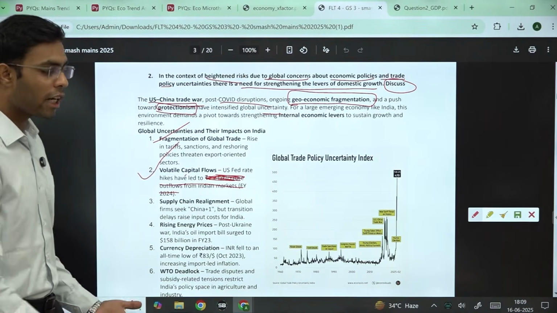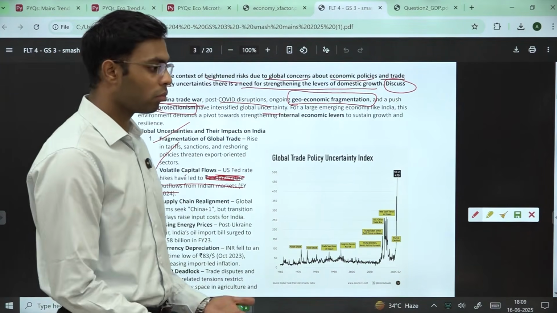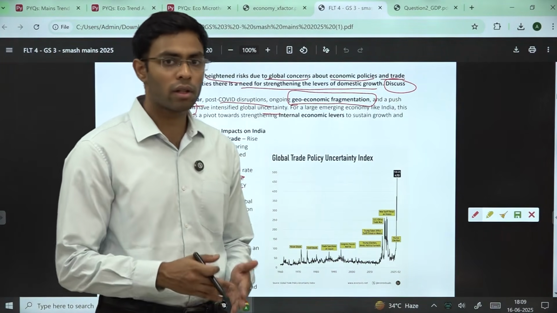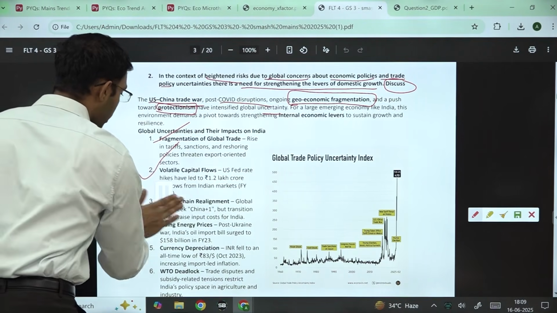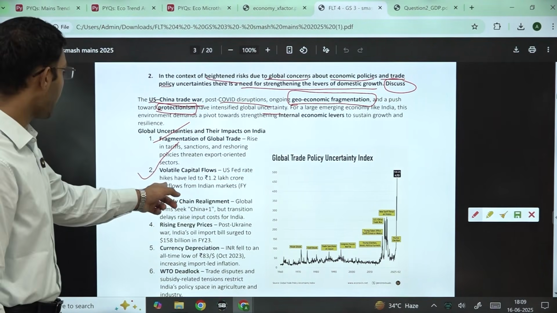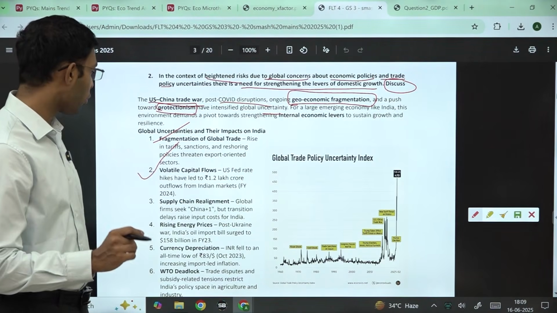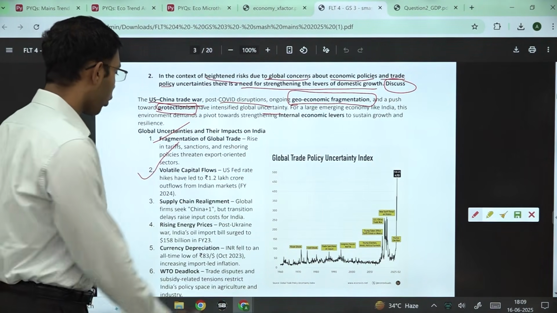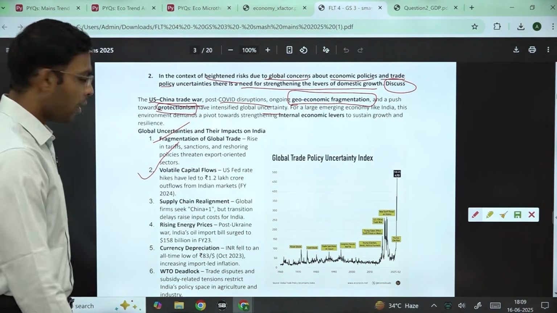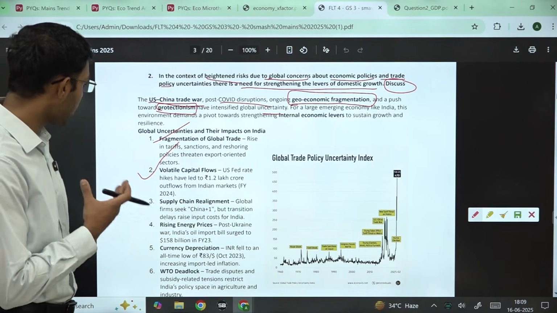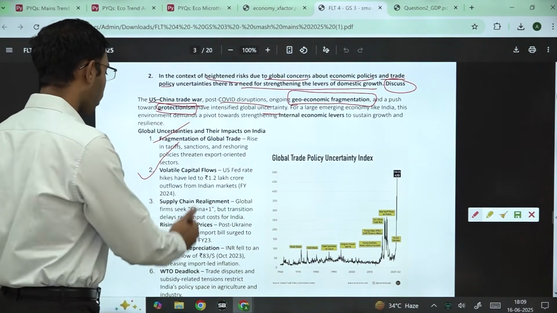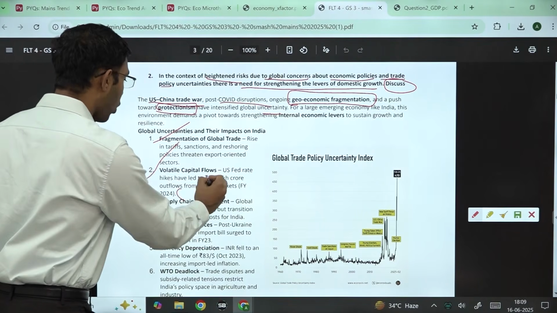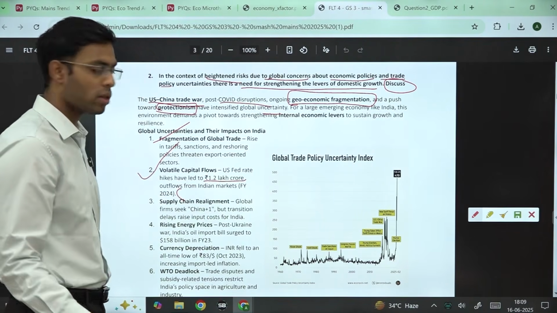This is just a statement, right? You're not telling the examiner that you have actually read this in depth. But look at this point in this manner: US Fed rate hikes have led to 1.2 lakh crores outflows from Indian market for the year 2024. This gives that X factor. Now I would go one step ahead and write where I got this data from. If you mention your sources, nothing like it.